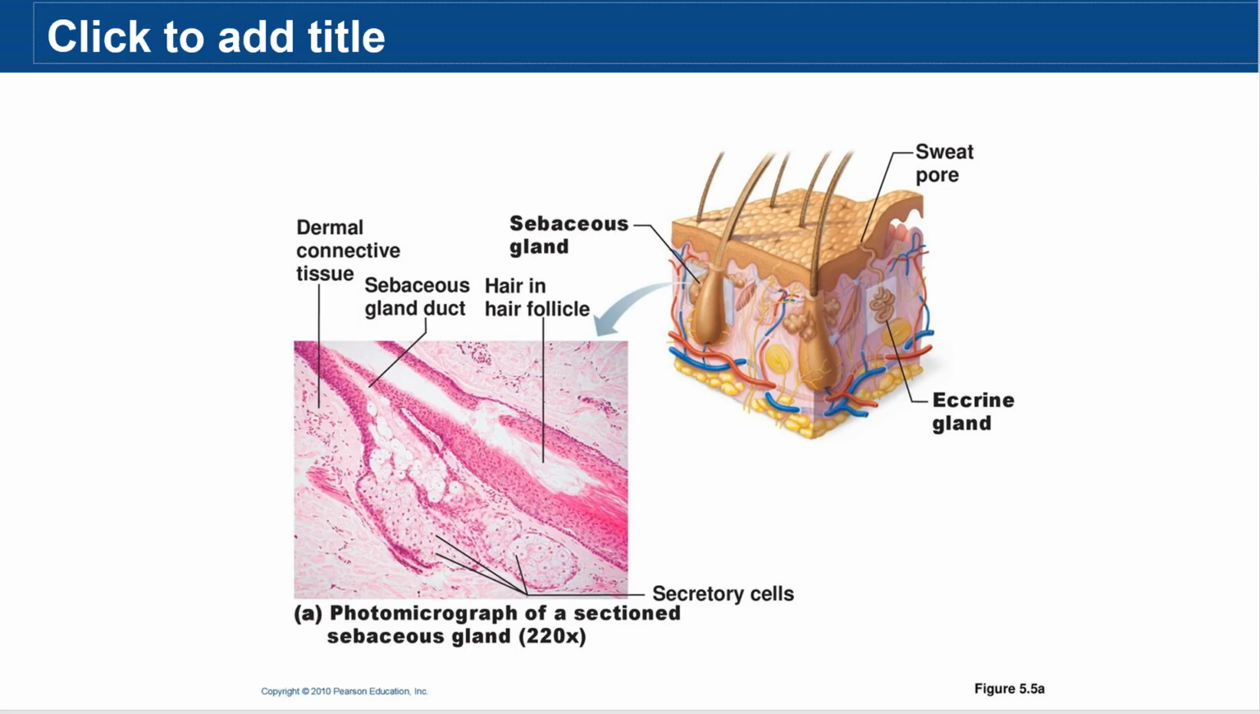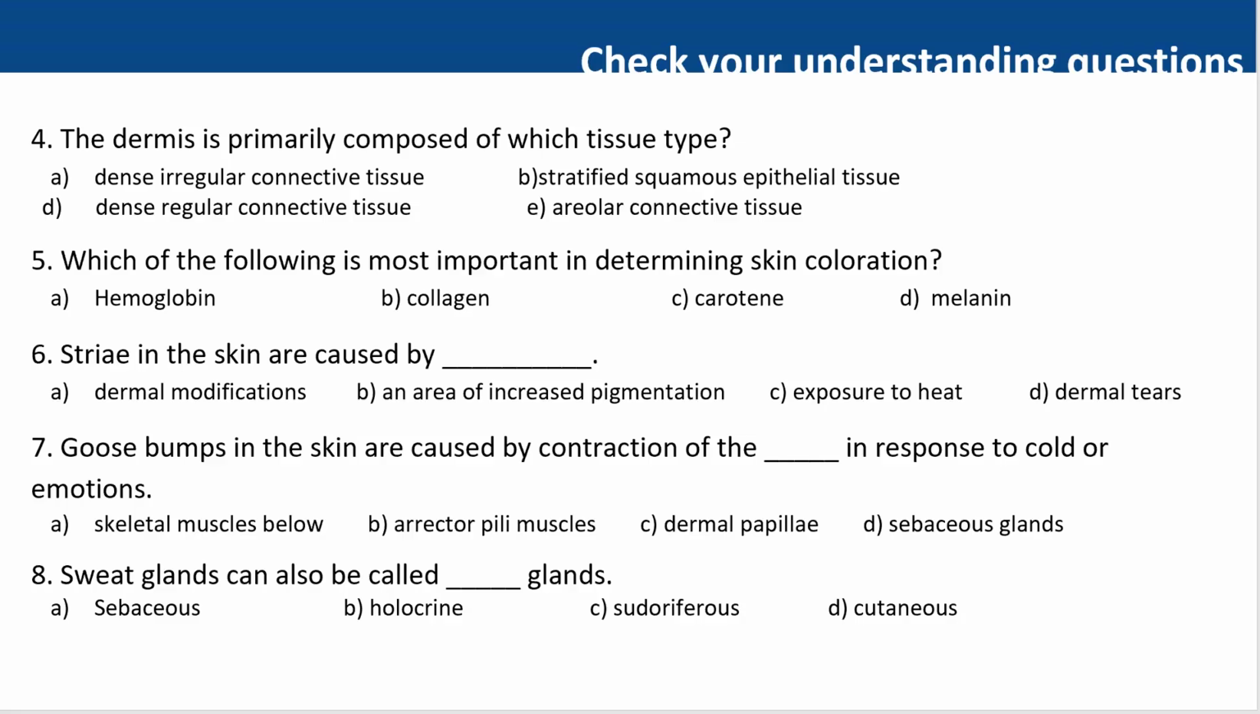So in this picture, you can see a photo micrograph of a section of a sebaceous gland. Under the microscope, they look like fat tissue. Now it's time to check your understanding. Please read this question and answer this question to check your understanding.